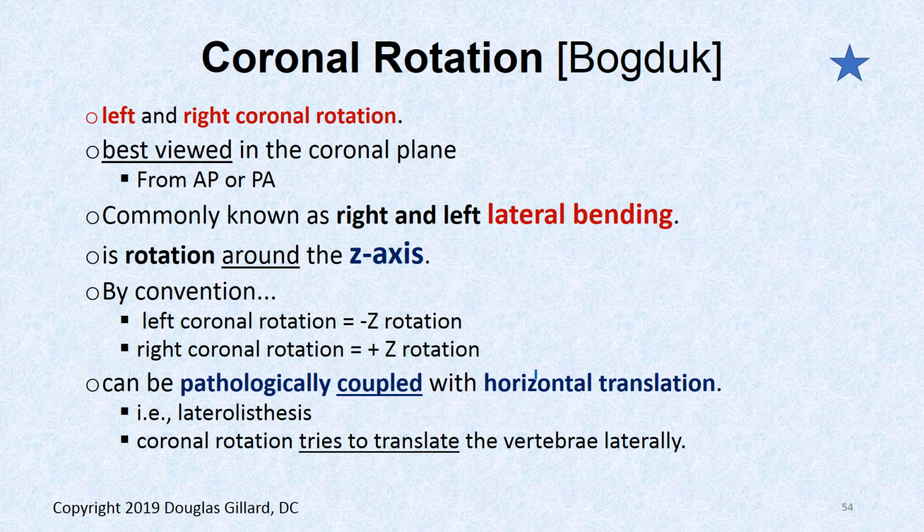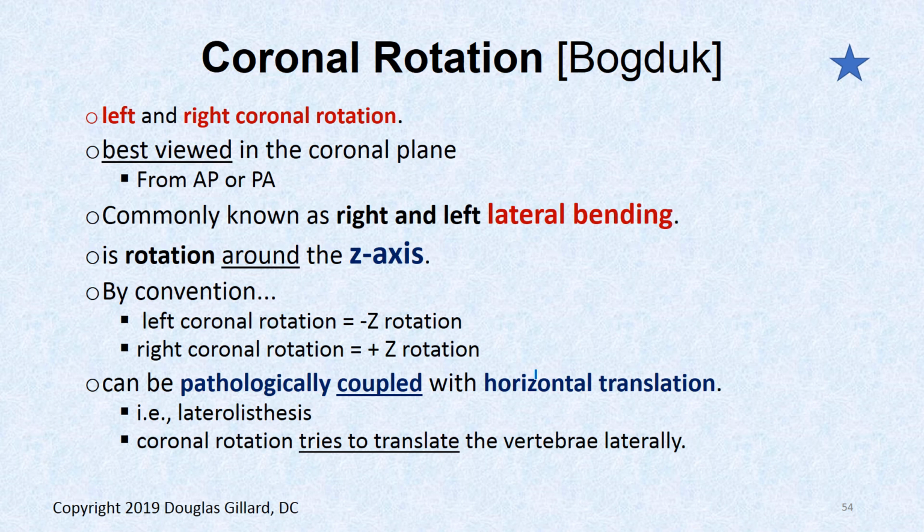What about coronal? Now we're back in that A to P plane again, the coronal rotation. So this time we have a left and right coronal rotation. So this is just lateral bending to the side, bending to the right, bending to the left, lateral bending. Only in biomechanical speak, you don't call it lateral bending. You call it right and left coronal rotation. Best visualized in the A to P view. So you need to look at the coronal plane. You got to remember that.